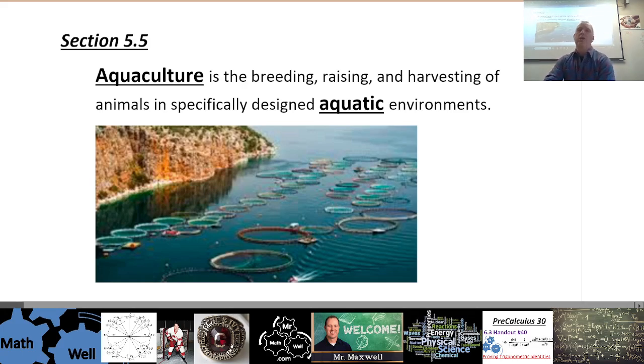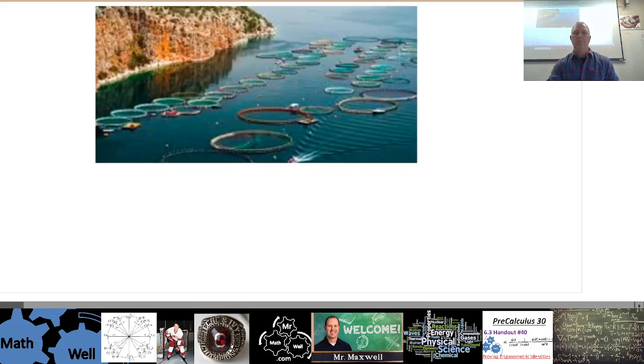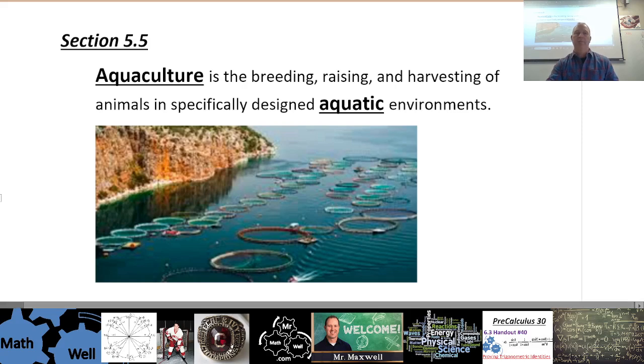Very short. Aquaculture. Aqua is water. Aquaculture is the breeding, raising, and harvesting of animals in specifically designed aquatic environments. Here's a picture of some aquaculture. I'm not sure what they're raising here. Maybe lobster or something like that. I'm not sure. Some sort of crabs. Could be crabs, yep.